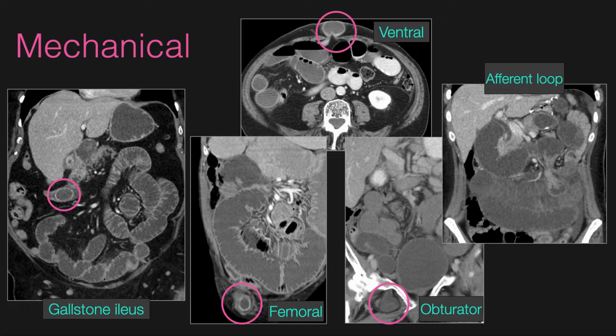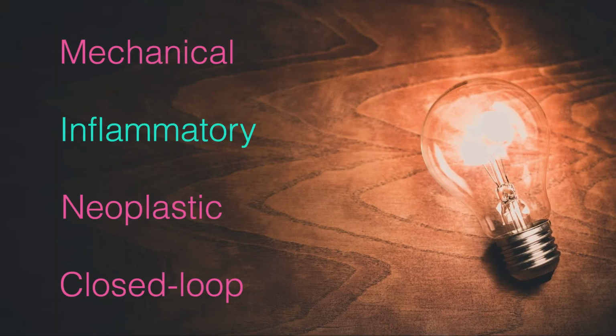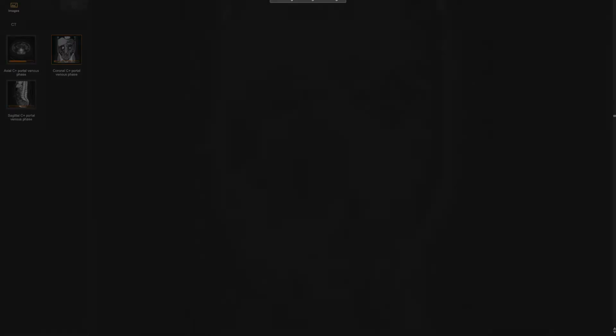So that wraps up our discussion of some mechanical causes of complex small bowel obstruction, including gallstone ileus, obturator hernia, with remembering that we're also looking at inguinal or femoral hernias and ventral hernias, and afferent loop obstruction due to a variety of causes, and in our particular case, internal hernia. We are now ready to discuss some inflammatory causes that can cause or simulate a small bowel obstruction.